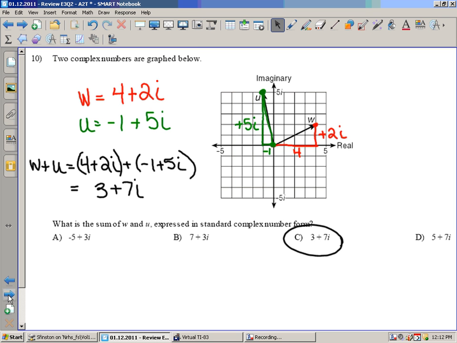What two complex numbers are graphed? They gave you two vectors. Just find out what they actually are in terms of complex numbers. Add them together. And then find the solution listed below.